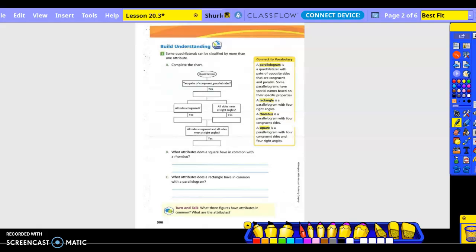So over here, vocabulary. A parallelogram is a quadrilateral with pairs of opposite sides that are congruent and parallel. Some parallelograms have special names based on their specific properties. A rectangle is a parallelogram with 4 right angles. A rhombus is a parallelogram with 4 congruent sides. A square is a parallelogram with 4 congruent sides and 4 right angles. So quadrilateral, 2 pairs of congruent parallel sides, and it says yes, is a what? Parallelogram.